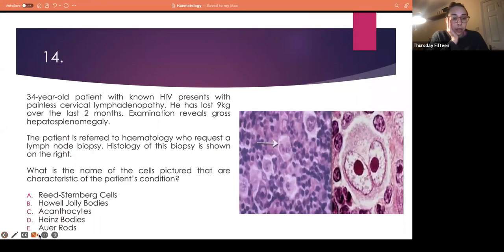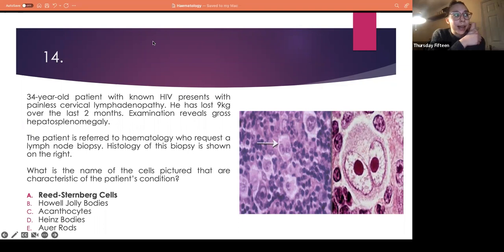Oh yeah, so we've got Reed-Sternberg cells, so they're the classical Hodgkin lymphoma ones. And then the Howell-Jolly body ones, so they're classically seen on blood films associated with hyposplenism. So after you've had a splenectomy, you might see Howell-Jolly bodies, but you wouldn't see it in Hodgkin's lymphoma. Acanthocytes can also be seen in hyposplenism, but not Hodgkin's lymphoma.